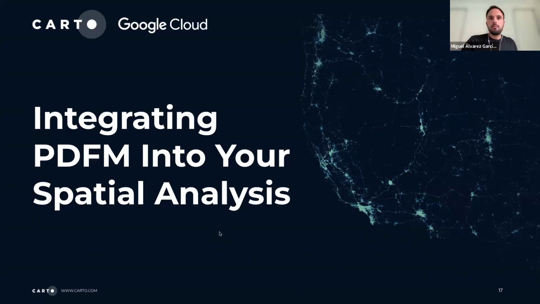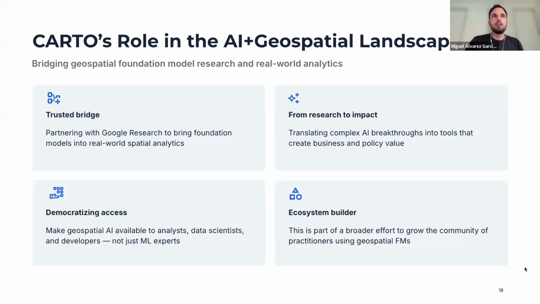In that way, the effort that we are doing here at CARTO, one of the roles that we have in terms of AI in the geospatial landscape, is to bridge the gap between all the research that is happening today around geospatial foundation models and real-world analytics. We're doing this through four main pillars. The first one is being a trusted bridge. In this case, for example, partnering with Google Research to bring foundation models into real-world spatial analytics. We'll show you how this is done in a minute.